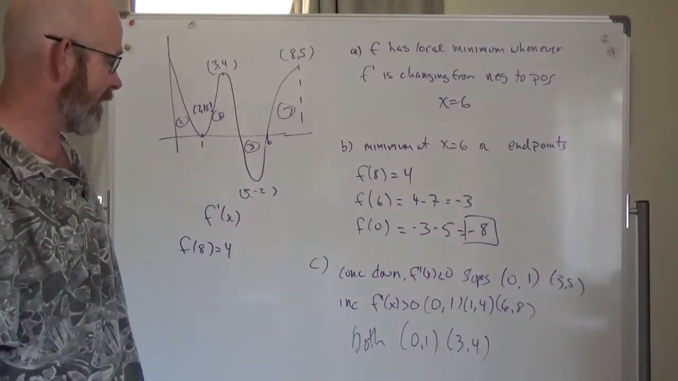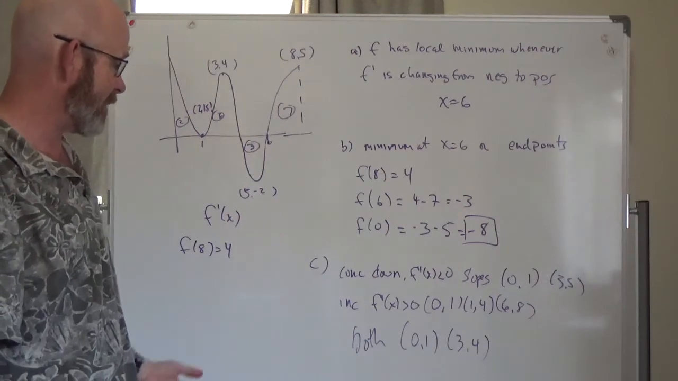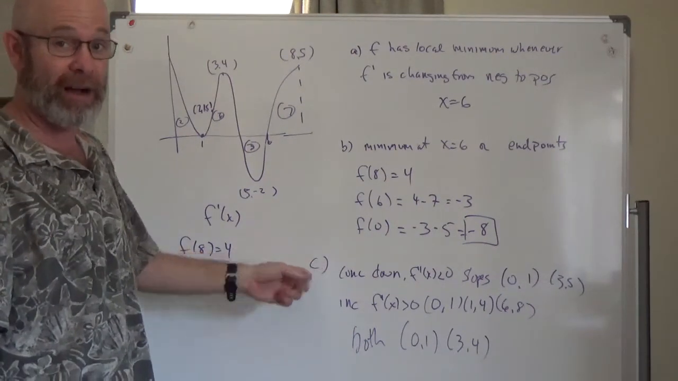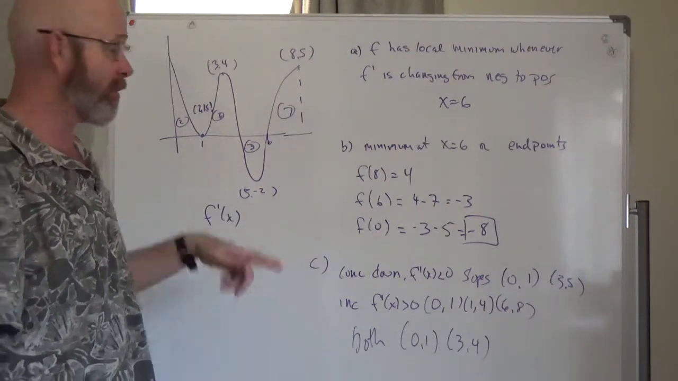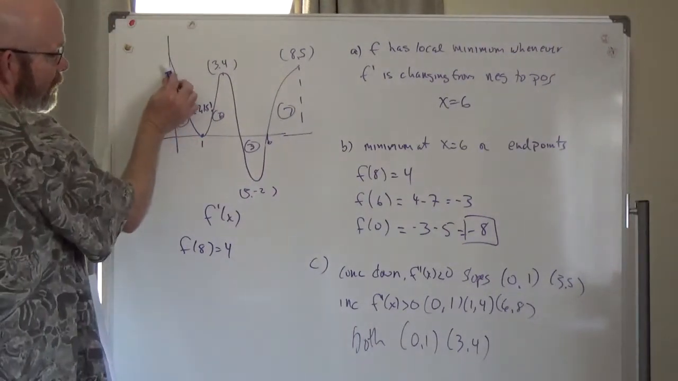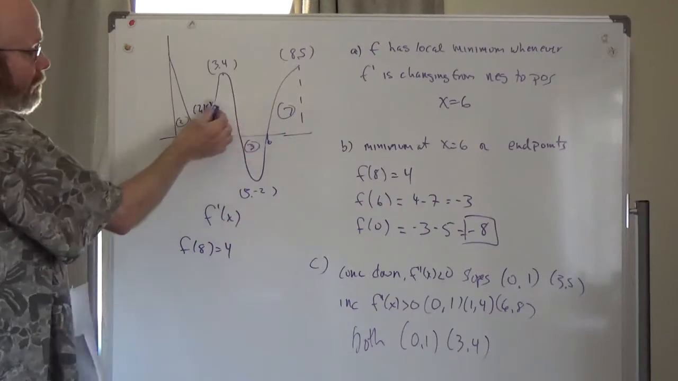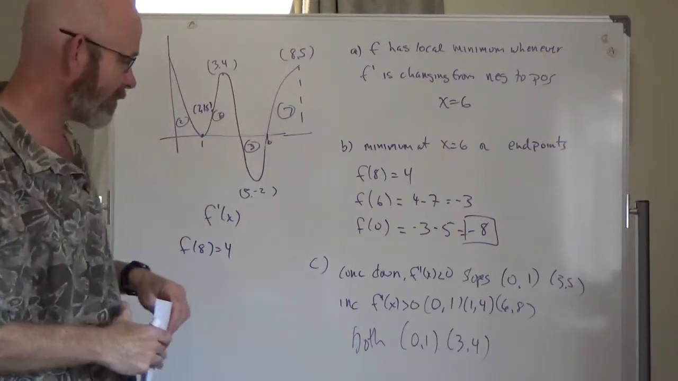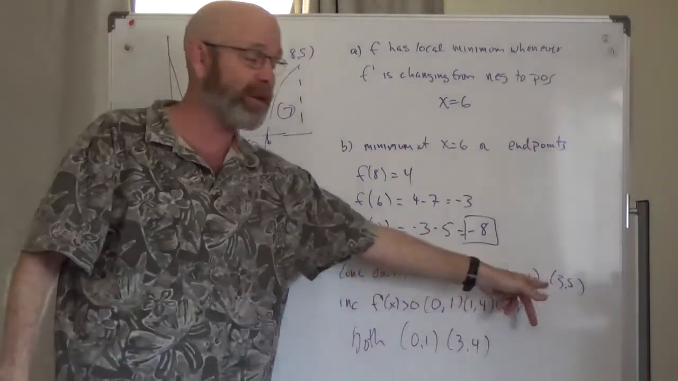Third question said, when is it concave down and increasing? It's concave down whenever the second derivative is negative. The second derivative, this is the first derivative, second derivative are slopes. Negative slopes, negative slopes, positive slopes, positive slopes. So it's got negative slopes from 0 to 1 and 3 to 5.